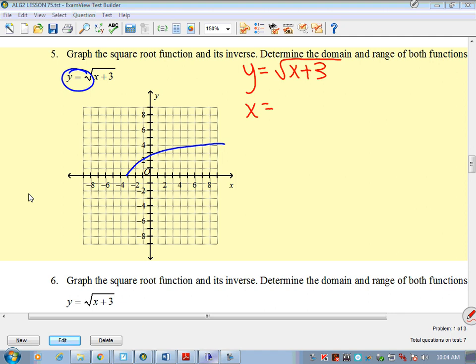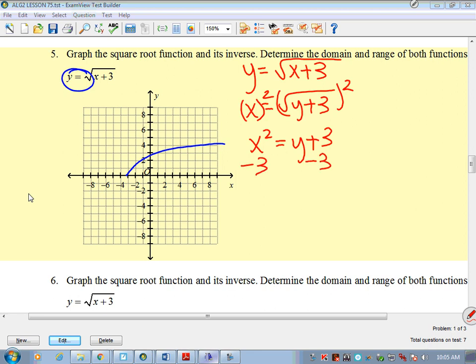So x equals the square root of y plus 3. All right, how do I get rid of a square root? Square both sides. So we have x squared equals what? Y plus 3. All right, I want to solve for y. What do I need to do? Subtract 3 from both sides. Very good. So I get y equals x squared minus 3.